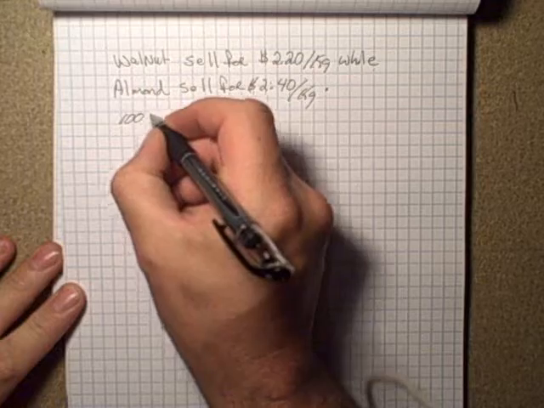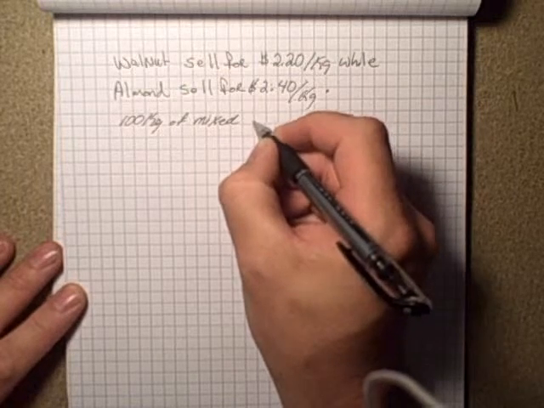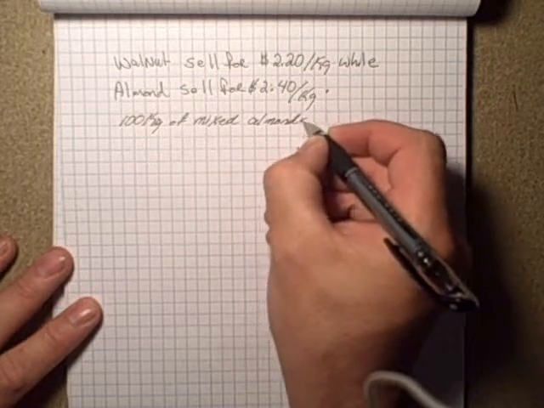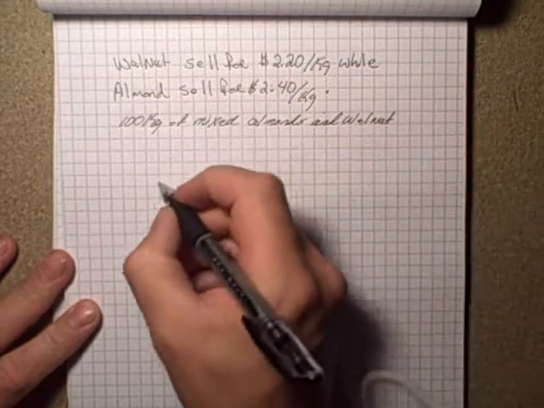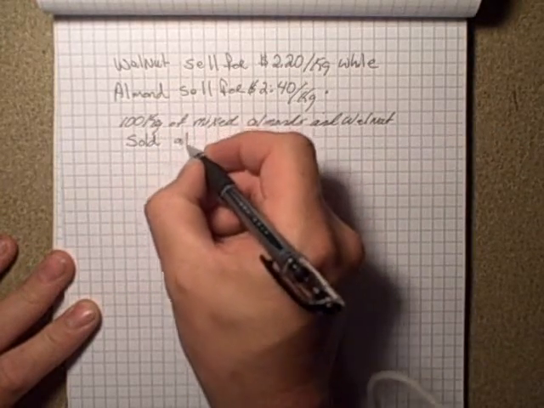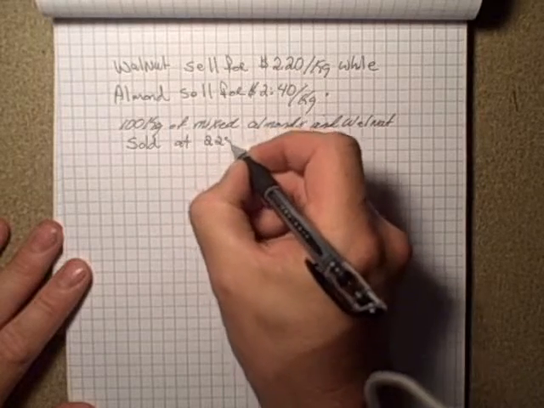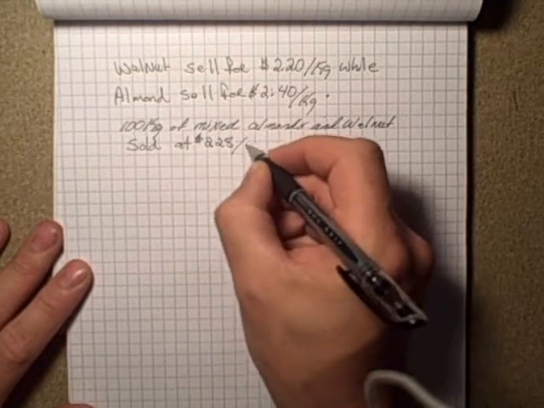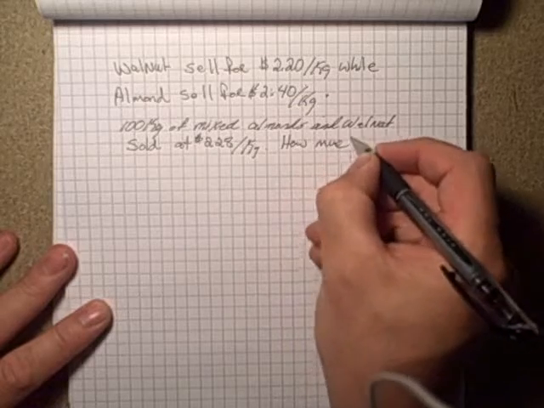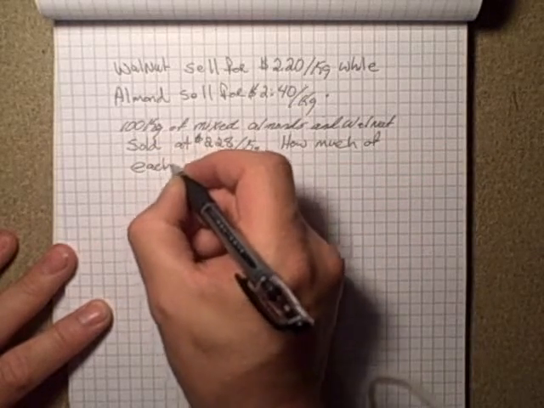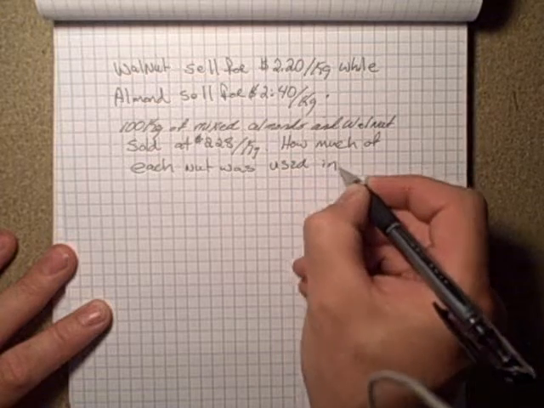100 kilograms of mixed almonds and walnuts sold at $2.28 per kilogram. How much of each nut was used in the 100 kilograms?